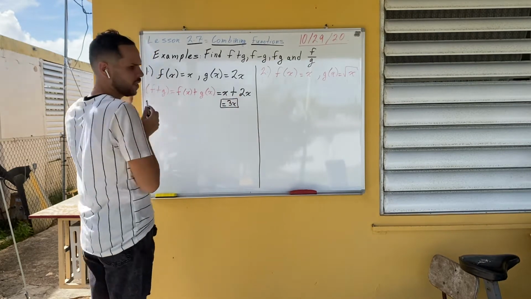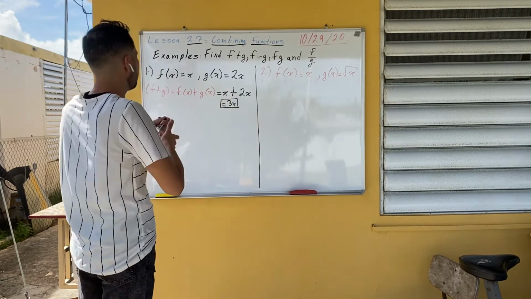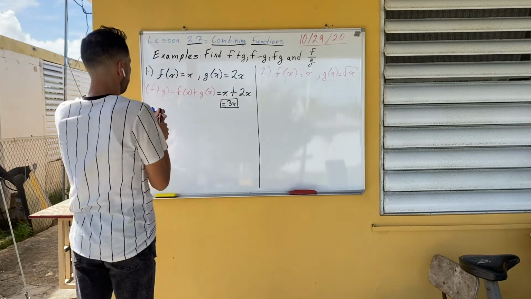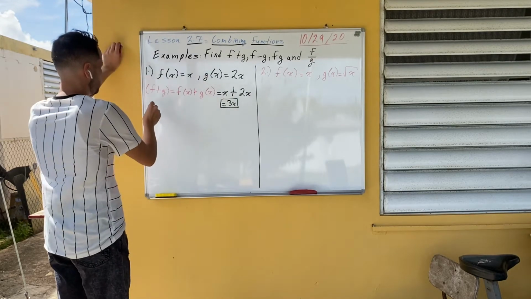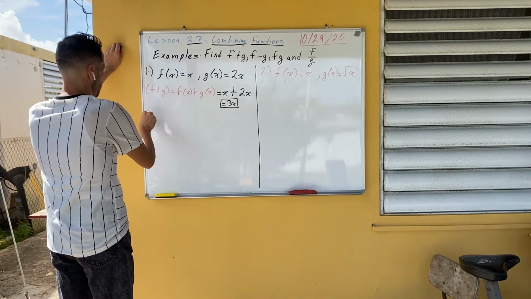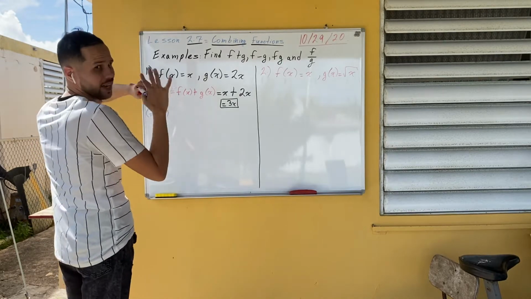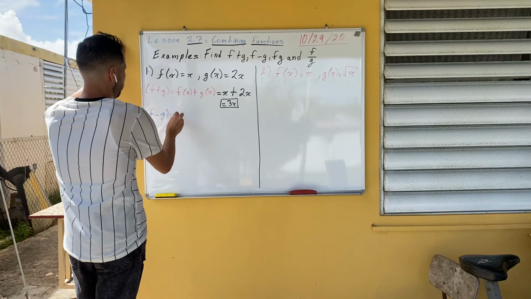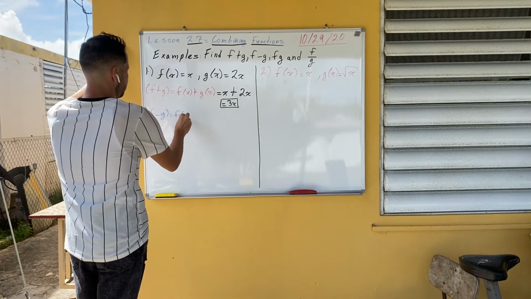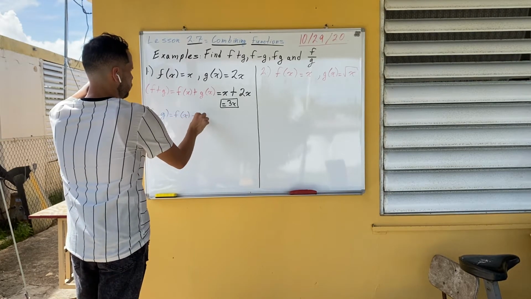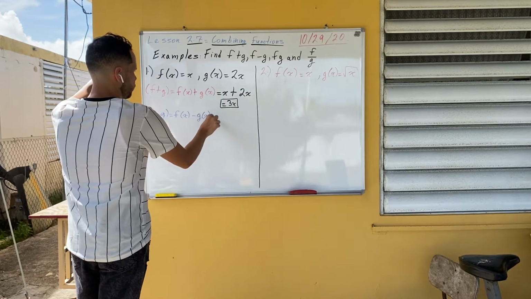Now let's continue with the second one. Now we're going to work with f minus g. Remember, we are combining functions, and it's going to be f of x minus g of x. So we're going to substitute what we have.